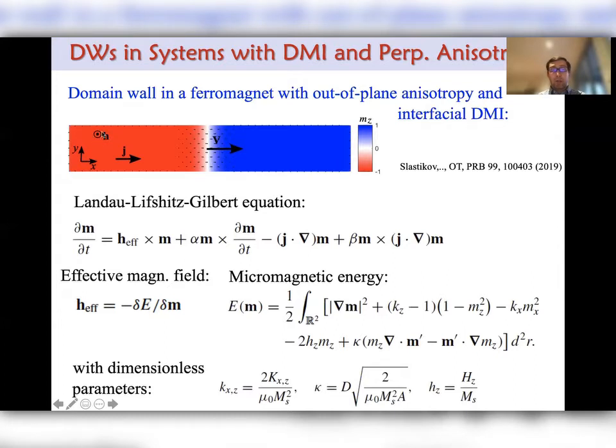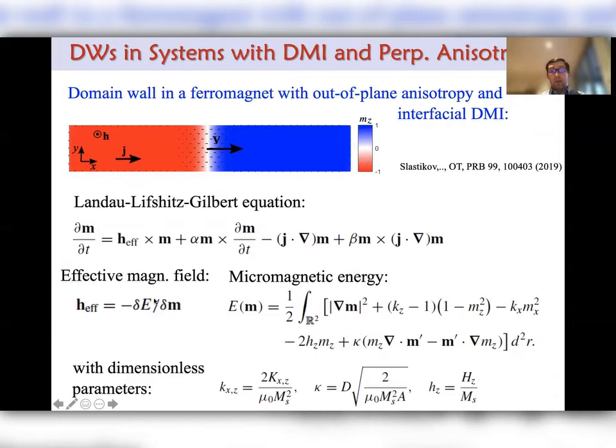And in general, this system can be described by the Landau-Lifshitz-Gilbert equation, which is shown here. This equation is for the evolution of magnetization M. The first term on the right-hand side represents the effective magnetic field and basically precession of magnetization M around the effective magnetic field. And this effective magnetic field is given by a functional derivative of our micromagnetic energy, which is shown here.